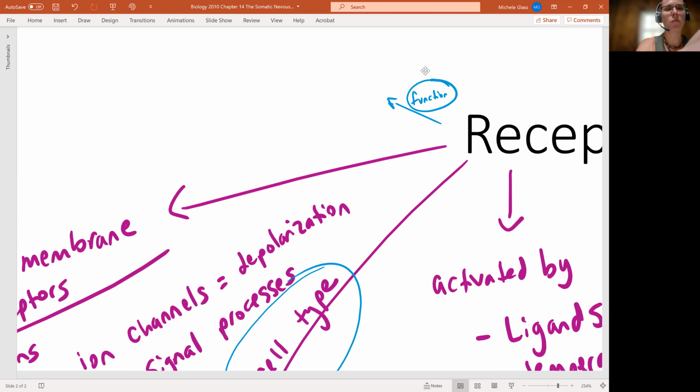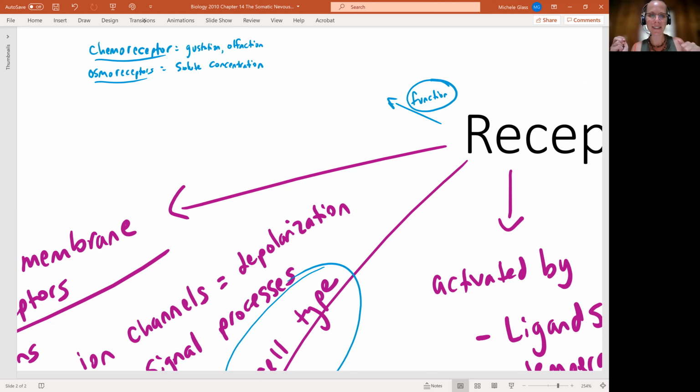Okay, so we can have what's called a chemoreceptor. Chemoreceptors are going to respond to chemicals. So we're going to see this for gustation, taste, and olfaction, sense of smell. We can have osmoreceptors. This is detecting difference in the solute concentration. Remember, solute is the stuff that's dissolved in the water. So this is talking about how salty are your fluids. We have a receptor that's responding to pain. We call it a nociceptor.